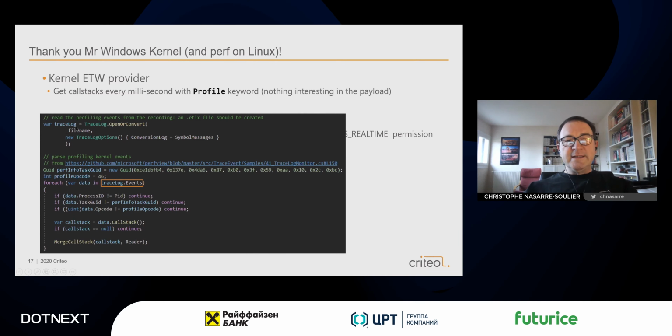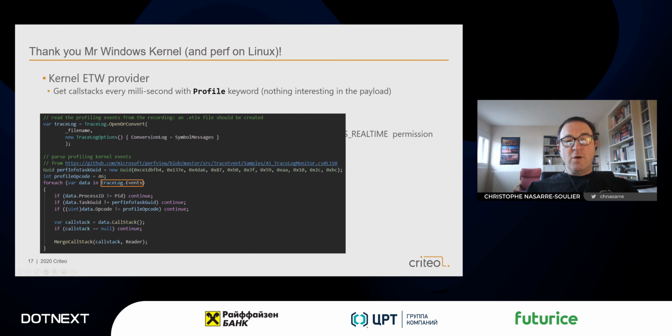And how would you do that? You will get a TraceLog instance of the trace file. So you use this TraceLog OpenOrConvert method to get a TraceLog instance. That TraceLog instance is mapped to an .etlx file that will be generated for you from the initial trace file. It will contain more information, such as the symbols that will be able to be used by PerfView.